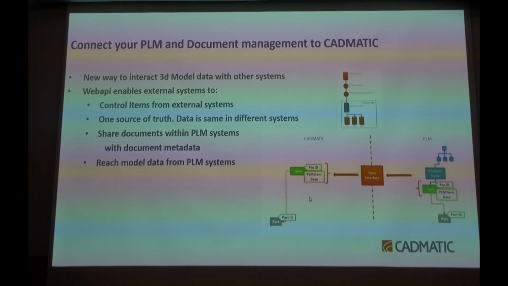So we can get, for example from PLM, the item list, and we can get every catalog information ready. The same catalog information, not duplicated, the same data. One source of truth, only one data, no errors.